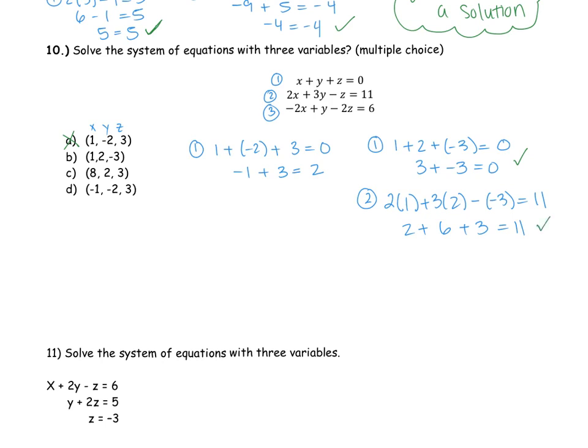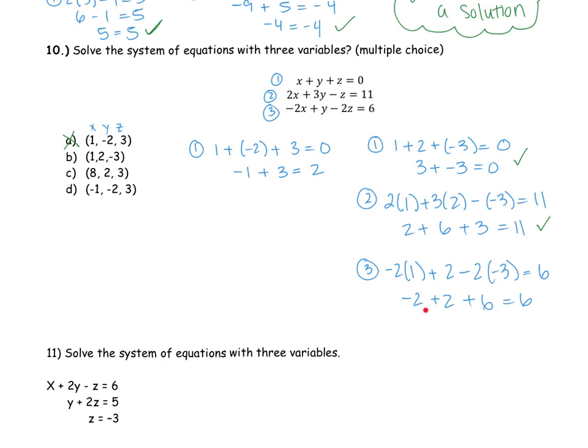And I'm kind of like quickly checking. And for the third equation, I'm going to plug in, again, the same x, y, and z values. So if I plug in 1 for x, I have negative 2 times 1 plus y, which is 2, minus 2z. And does this equal 6? Let's find out. So negative 2 times 1 is negative 2 plus 2 plus 6, because negative 2 times negative 3 is plus 6.